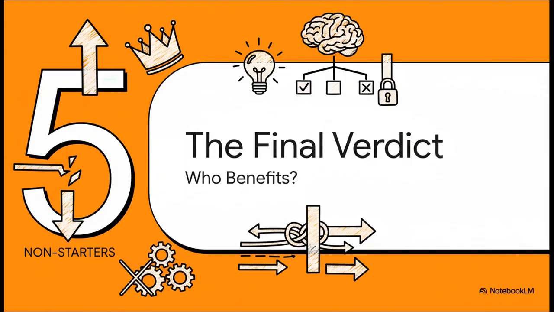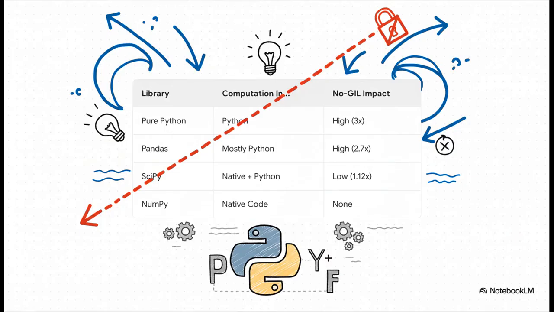Okay, so we've seen some amazing speedups and some total duds. So what's the final verdict here? How should you and I think about no-GIL Python? Let's just break it all down one last time. This table really makes it crystal clear.